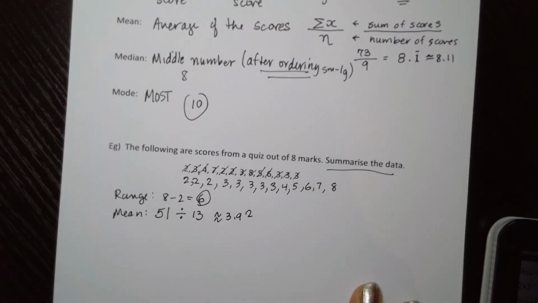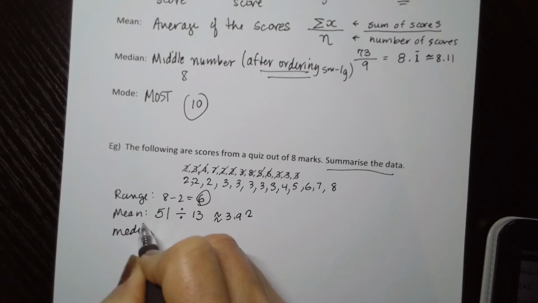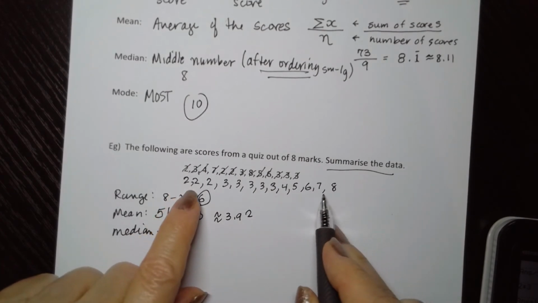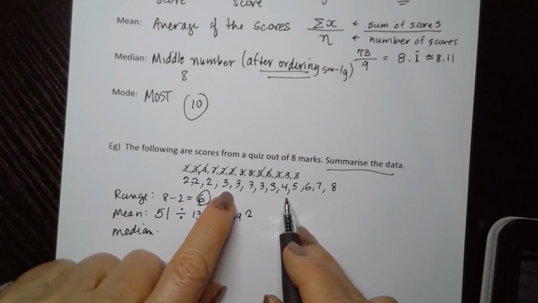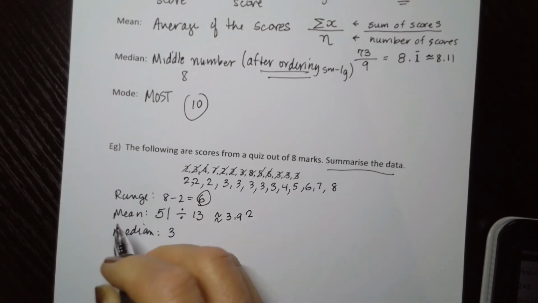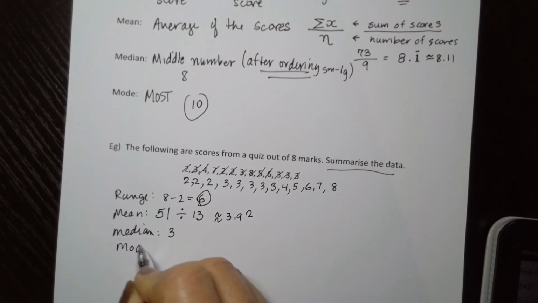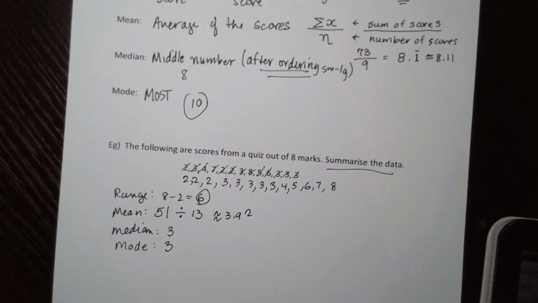And then I'm going to find the median. I go into the middle. I can see it's going to be 3. And then I find the mode, which is also 3. So 3 plays a big part in this one. Let me just quickly show you.